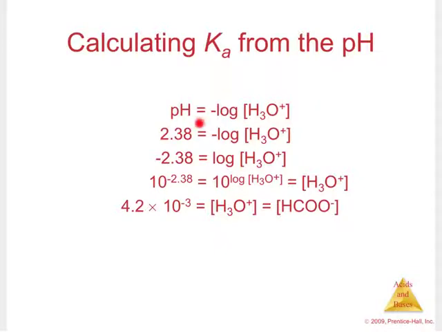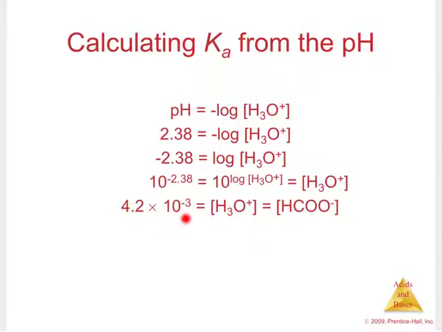Since pH is the negative log of the hydronium ion concentration, and the pH is 2.38, in order to solve for the hydronium ion concentration, we're going to take the antilog of the pH, or 10 to the negative 2.38, which is going to give us our hydronium ion concentration, which is going to come out to be 4.2 times 10 to the negative third.